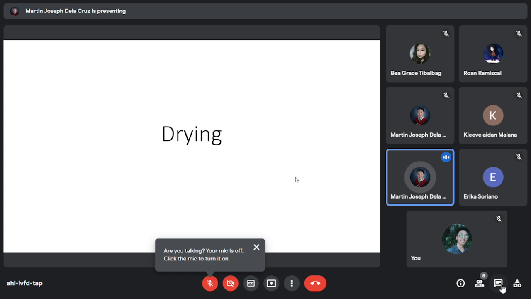Like, for example, in our washing machine, di ba may drying na rin tayo dyan. So, nagre-reduce siya ng moisture content. Though, may drying na hindi 100% na da-dry na talaga. So, sometimes, we still need to hang it in our houses. Okay? Hang it in our backyards under the sun para 100% yung matanggal yung moisture or yung remove yung water niya para magiging dry siya. Okay?